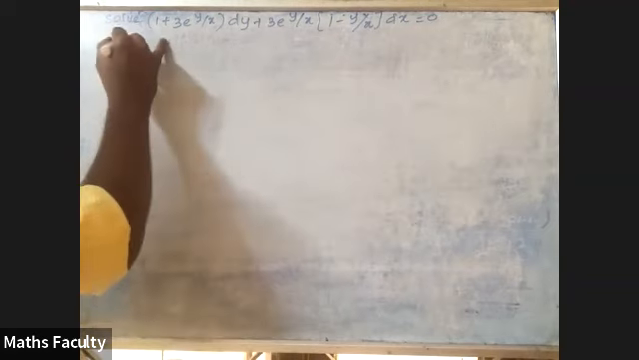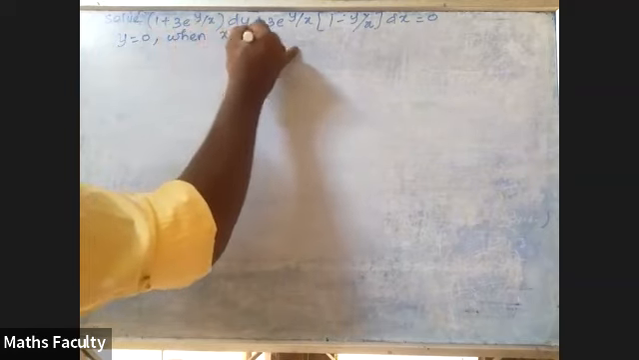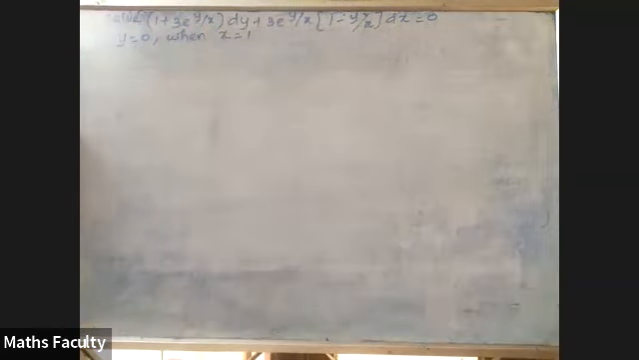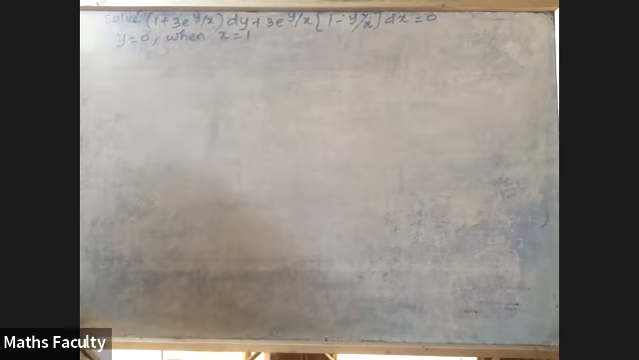Given that y equal to 0 when x is equal to 1, solve (1 plus 3 e power y by x) dy plus 3 e power y by x (1 minus y by x) dx equal to 0, with y equal to 0 when x is equal to 1.